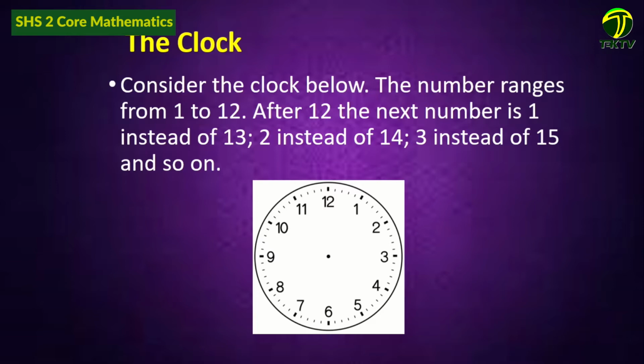In this case, under modular arithmetic, we can call it 0. Instead of 13, we call it 1. After 12, we move back to 1 instead of 13. That means 13 in mod 12 is 1, because 12 goes into 13 once, remainder 1. And here we are interested in only the remainder.